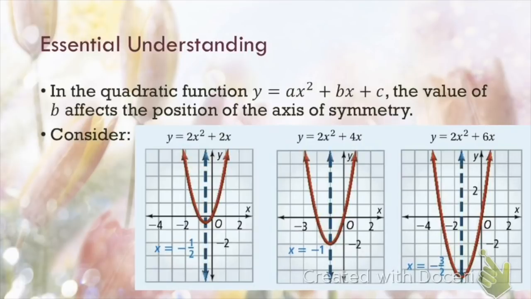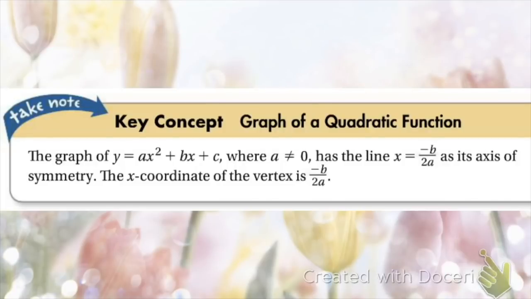So how are we getting that axis of symmetry? Well, the axis of symmetry is coming from this. The graph of y equals ax squared plus bx plus c has the line x equals -b/2a as its axis of symmetry. So this formula right here is going to be key to helping us find our axis of symmetry.